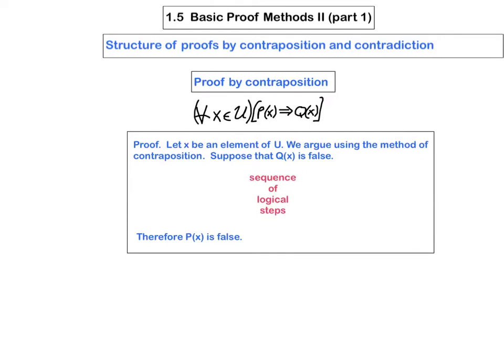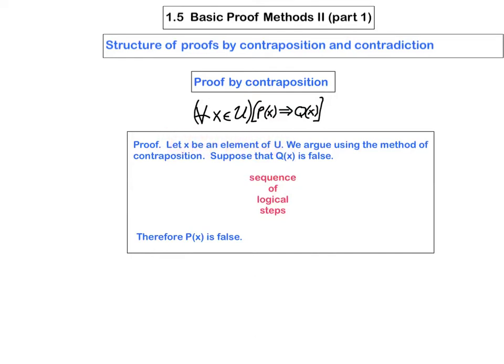Okay, so now we're going to give a direct proof of the contrapositive of this, which is not Q implies not P. And so we say, suppose that Q of x is false. Then we have a sequence of logical steps, and we say, therefore P of x is false. So as usual, of course, this "therefore P of x is false" comes by giving a sequence of logical steps. And so we're trying to deduce that P of x is false as a consequence of Q of x being false.